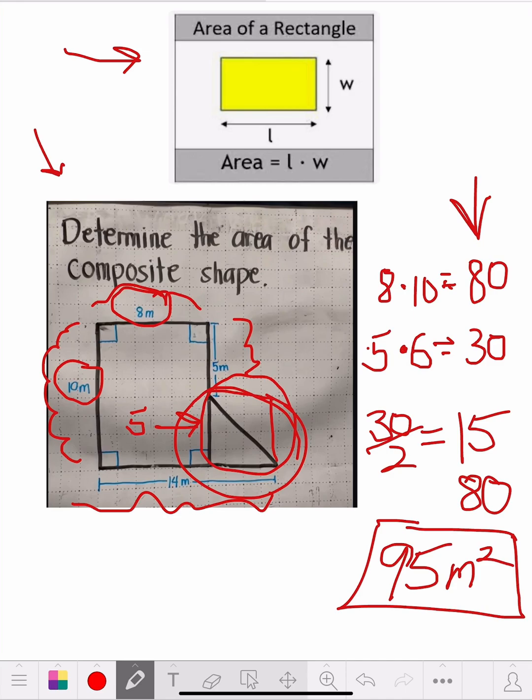You see how we solved this? We took the triangle, which was probably the harder part, and we made it into a rectangle. That was the harder part, and that's all there was to this.